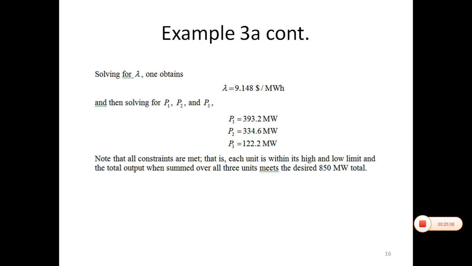So we have to know that all the constraints are met. If we put the values of P1, P2 and P3 in the equality constraint, it should be met. We also have to see that our solution for P1, P2 and P3 lies within the upper and lower limits. When we add them, we get a total of 850 megawatt. So this is our desired result.